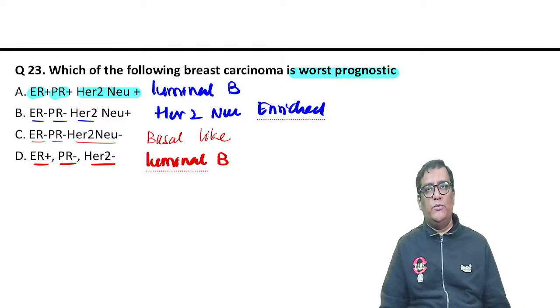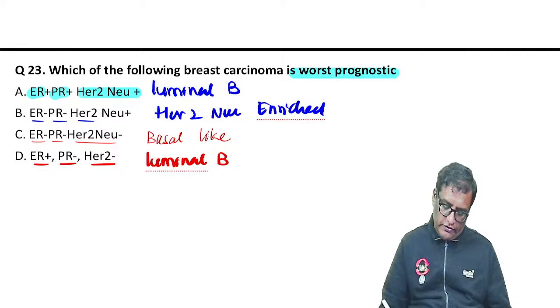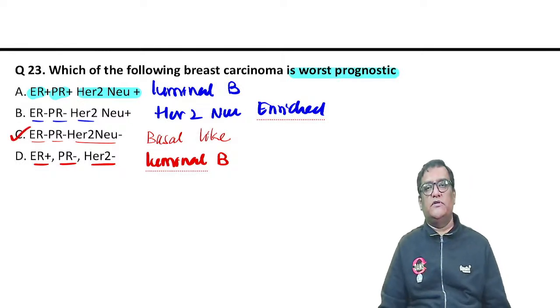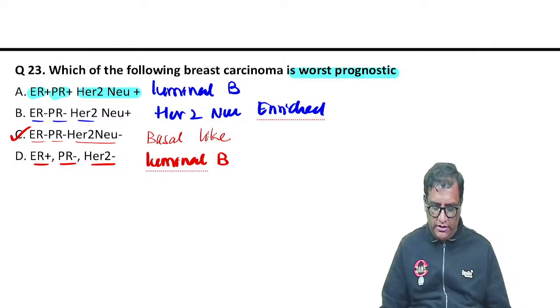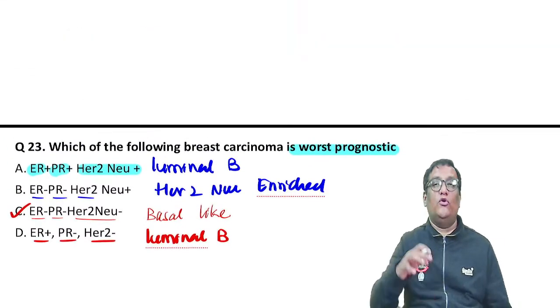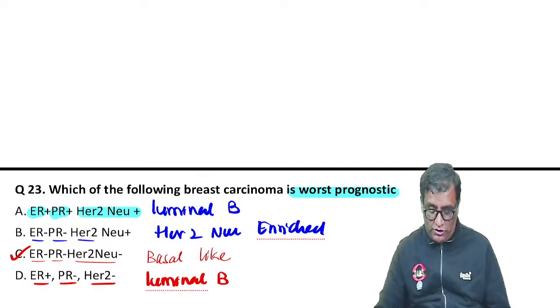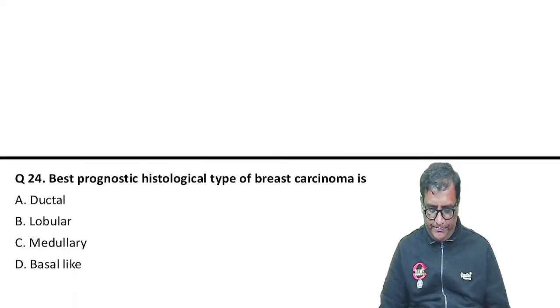So now what should be the answer? What is the answer to this question? So which is the worst prognostic? Basal-like. That is the worst prognostic. Isn't it? Yeah, triple negative or basal-like will be the worst prognostic. Even if I did not know any other things, the fact is worst prognostic will be basal-like.